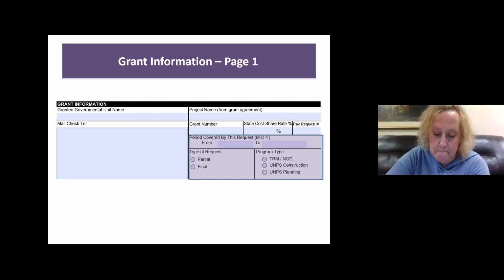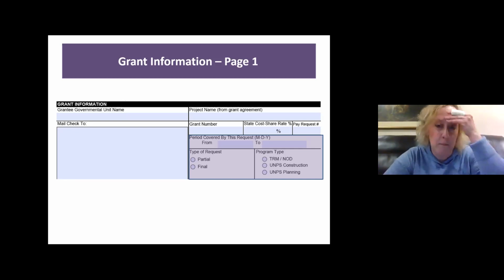So, kind of following through then here on the period covered by the request, or the dates essentially in which the work was done. You have to decide and tell us whether or not this is a partial request or the final reimbursement request. And I think that's it.